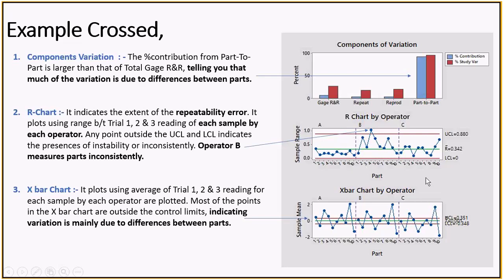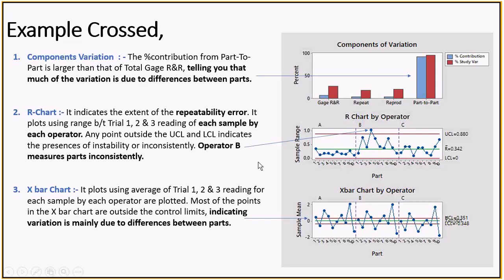By looking at this, B values are going out of the limit, and it also has more variations compared to A and C. One point is out of limit, so we will say operator B is measuring the parts inconsistently. There is some instability in operator B. So sometimes when we do the gauge R&R study and we find that reproducibility errors are more, and we want to see which operator is producing more errors, by this chart we can see whether it's A, B, or C.